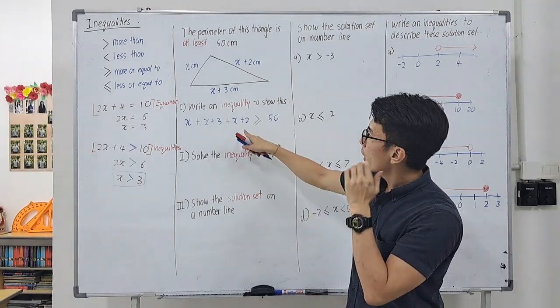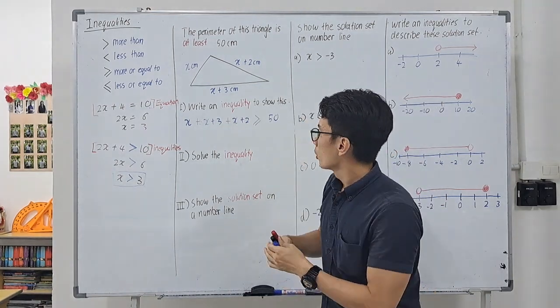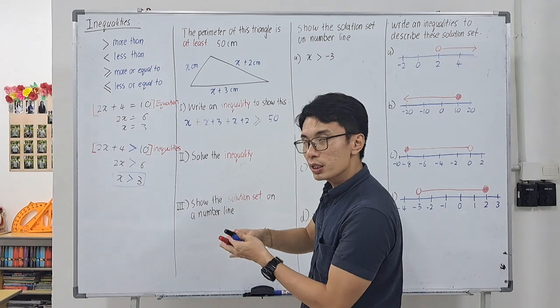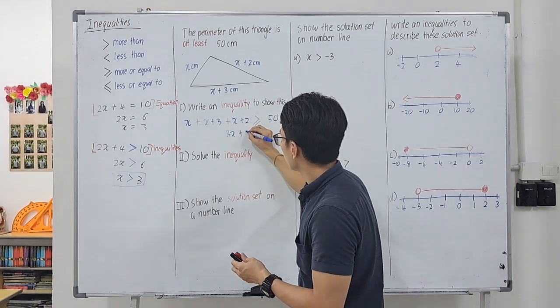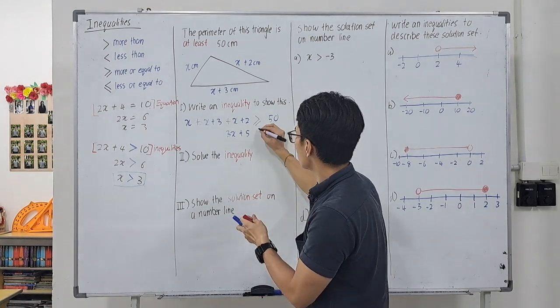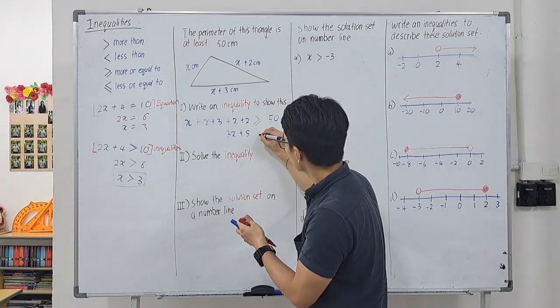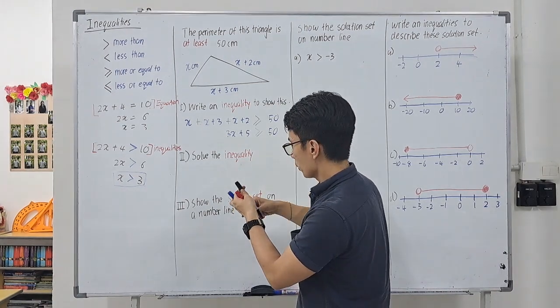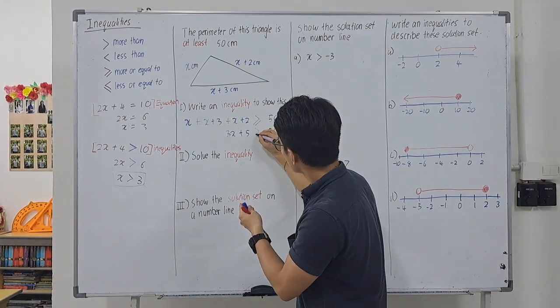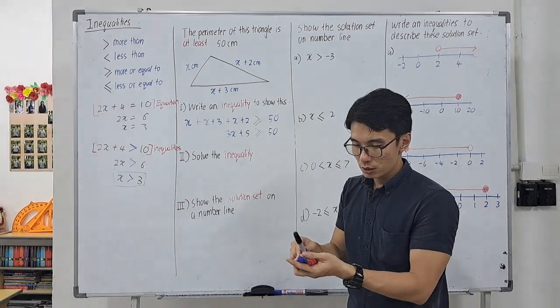Right now, can we simplify this? I can see there are like terms which I can add up. That will give me 3x plus 5, and the sign doesn't change, and that should be at least 50.